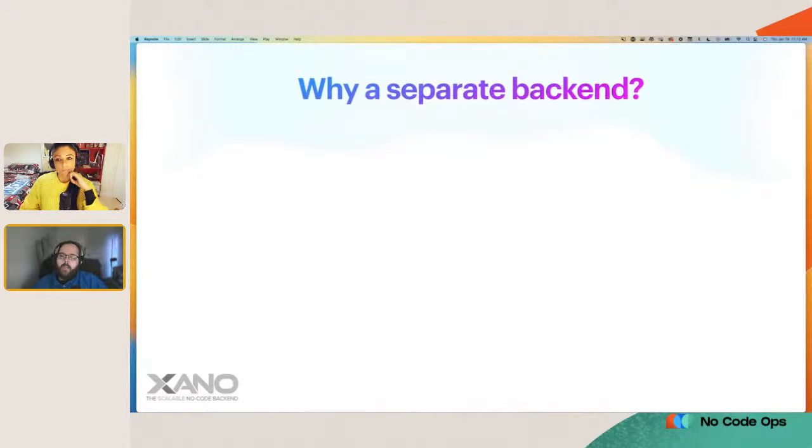So now that we have a high-level understanding of what a backend is, we want to think about why we would actually use a separate backend. Plenty of these no-code front ends provide either a full backend or backend functionality. If you are a Bubble user, this would be your Bubble database and your workflows. Webflow has their CMS and logic. So why would you want to utilize a separate platform for that functionality?